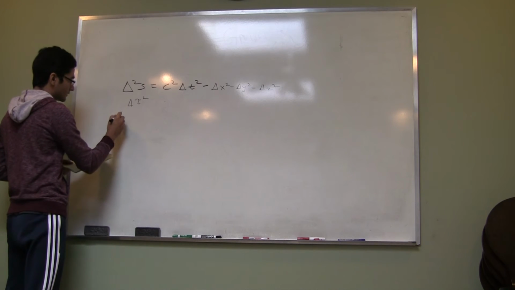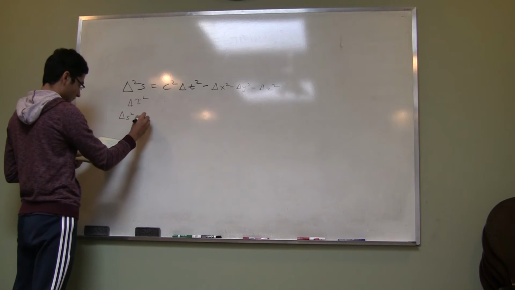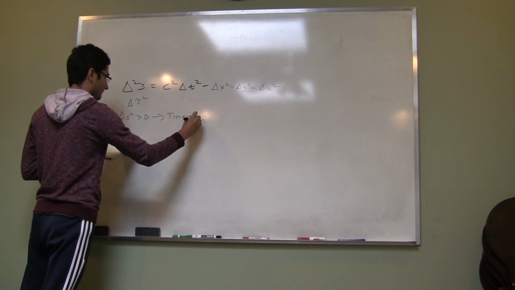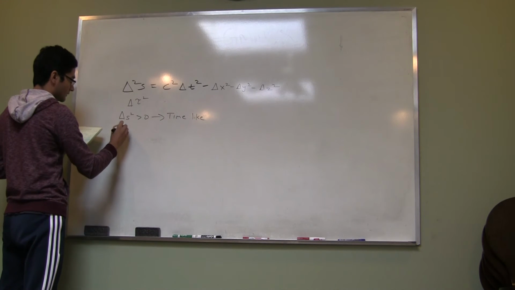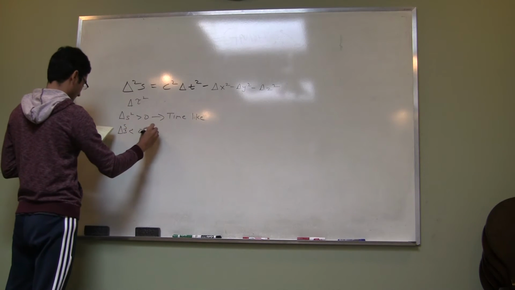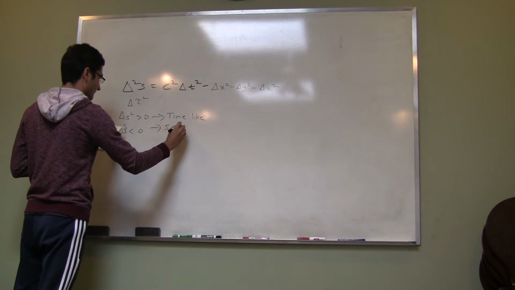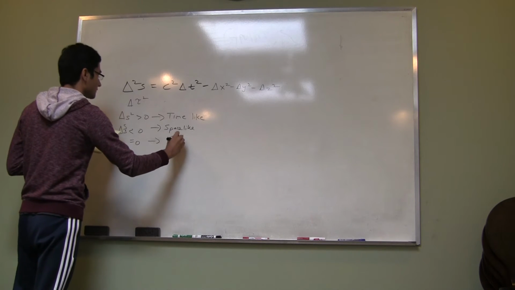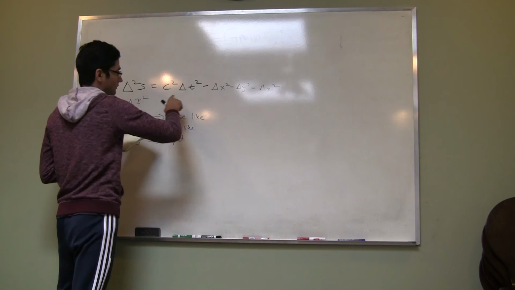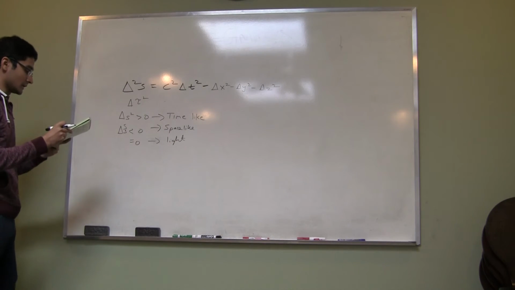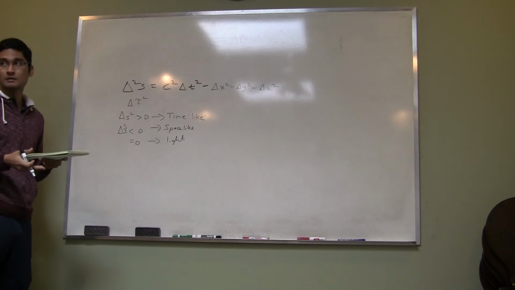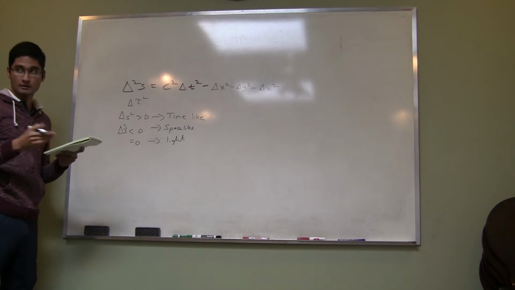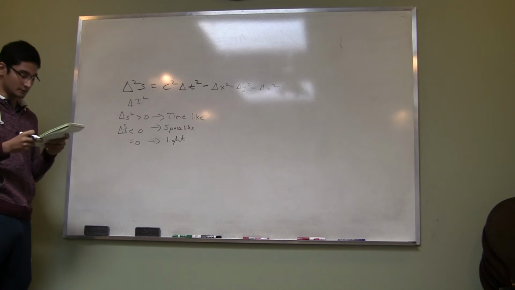When delta s square is greater than 0, they are time-like intervals. When delta s square is less than 0, it's space-like. And when it's equal to 0, it's light, meaning this is equal to c t square. When it's greater than 0, it's time-like, which are the real intervals. When it's less than 0, it's space-like, like when something is moving faster than the speed of light.